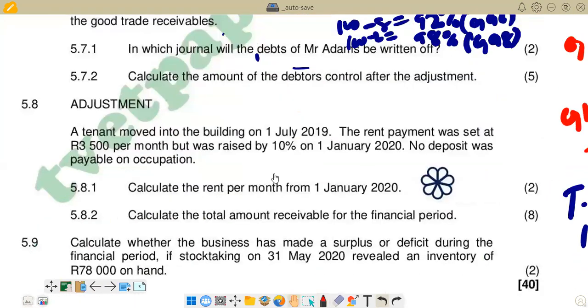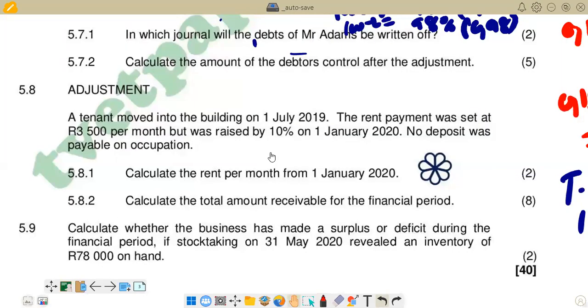And 5.8 is saying a tenant moved into the building on 1 July 2019. The rent payment was set at 3,500 rands per month, but was raised by 10% on 1 January 2020. No deposit was payable on occupation. Then the first part is saying calculate the rent per month from 1 January 2020. So we are seeing that from 1 January 2020, it was raised by 10%. So basically, this was 100 percent, 3,500. Then raised by 10%, it becomes 100 plus 10, and it becomes 110%.